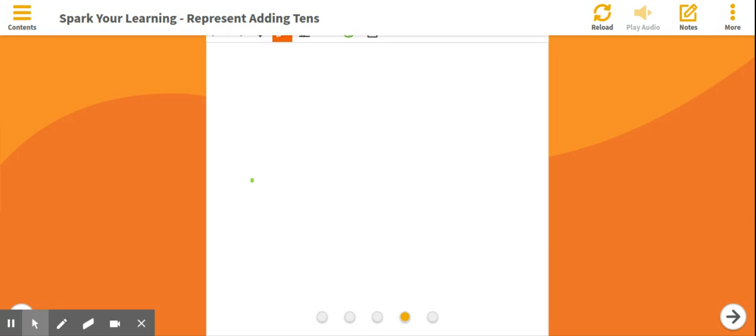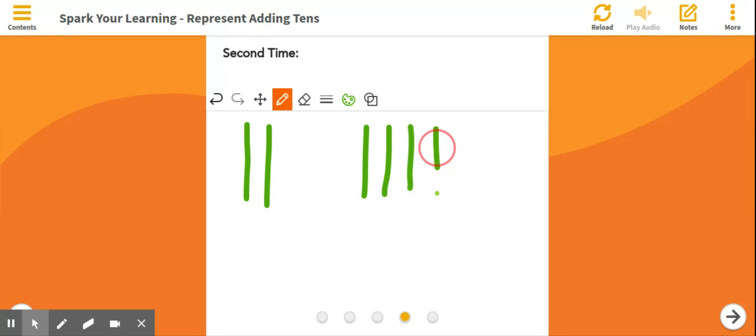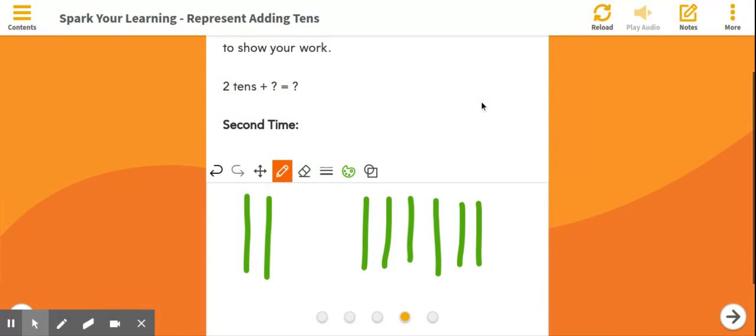So on this page, if I had 2 tens and 6 more tens, up here it would be 2 tens plus 6 tens would be 1, 2, 3, 4, 5, 6, 7, 8. It would be 8 tens, which we know is actually 80. 8 tens would be 80, but on that page, 349, they're just asking you how many tens that is. So it would be 8 tens.